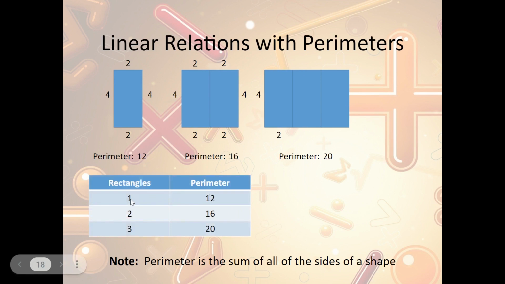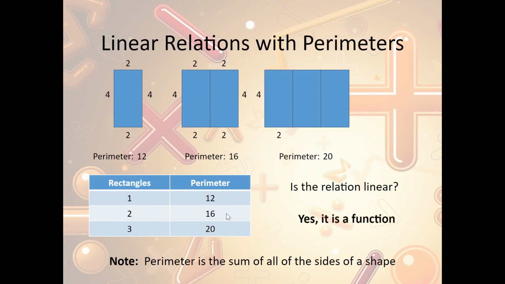Now, if we were to do this by the number of rectangles and the perimeter, this is one rectangle here, which was a perimeter of 12. 2 rectangles was a perimeter of 16. And 3 rectangles is a perimeter of 20. Therefore, we want to know, is this linear? Well, we're adding by 1 each time here. So that's consistent addition. We're adding by 4 each time here. That's consistent addition. So yes, it is a function, and it is linear.